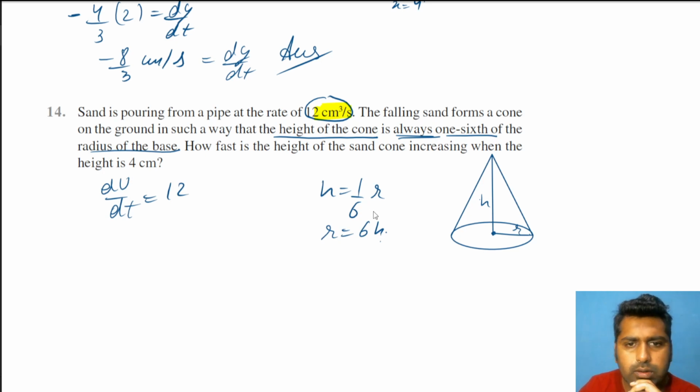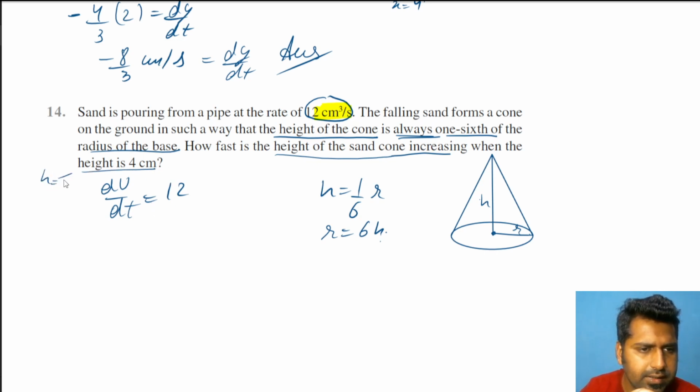Fine. He's saying how fast the height of the cone is increasing when height is 4 centimeters. The value of h is given, but he is asking how fast the height is increasing. So let's look at the formula. What is the formula for volume? Because this dV by dt is given, and it is creating a cone. So what is the formula relating the volume of a cone? That's 1 by 3 pi r square h.